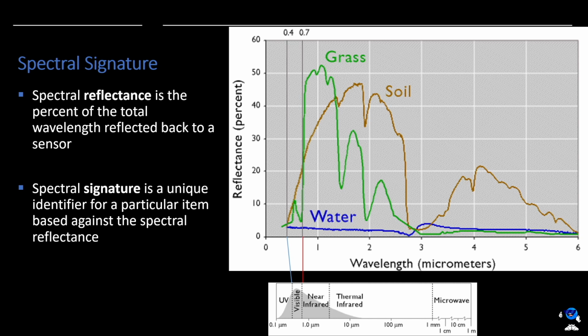So spectral signature, the spectral reflectance, is the percent of the total wavelength reflected back to a sensor, and it is a unique identifier for a particular item based on the spectral reflectance.